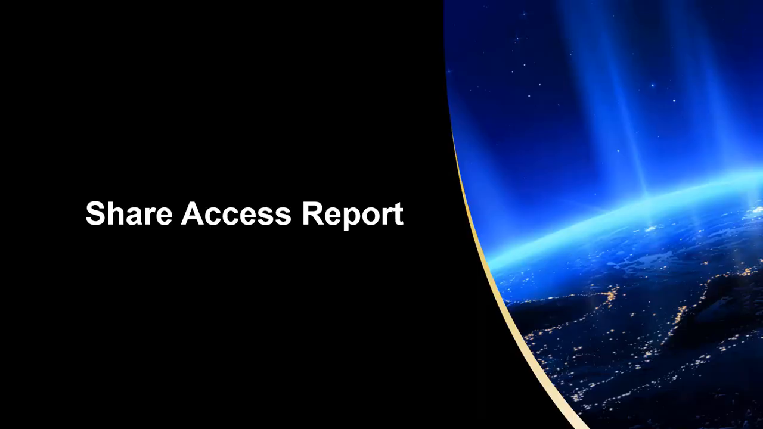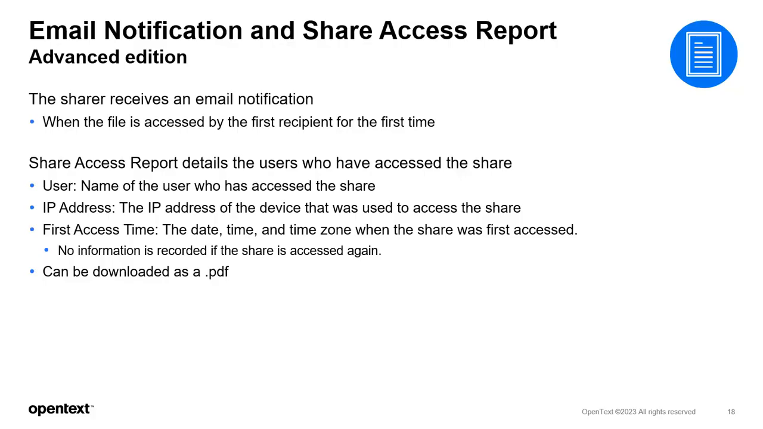We also have share access report and email notification. So what this means is if I share a file with multiple people, the first person who actually accesses that share will generate an email that I'll receive telling me that that share's been accessed. But I do have an access report where I can see each user that's a recipient of that share, have they accessed that share, and indeed at what time.